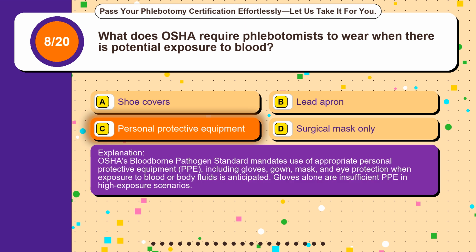OSHA's blood-borne pathogen standard mandates use of appropriate personal protective equipment, PPE, including gloves, gown, mask, and eye protection when exposure to blood or body fluids is anticipated. Gloves alone are insufficient PPE in high-exposure scenarios.